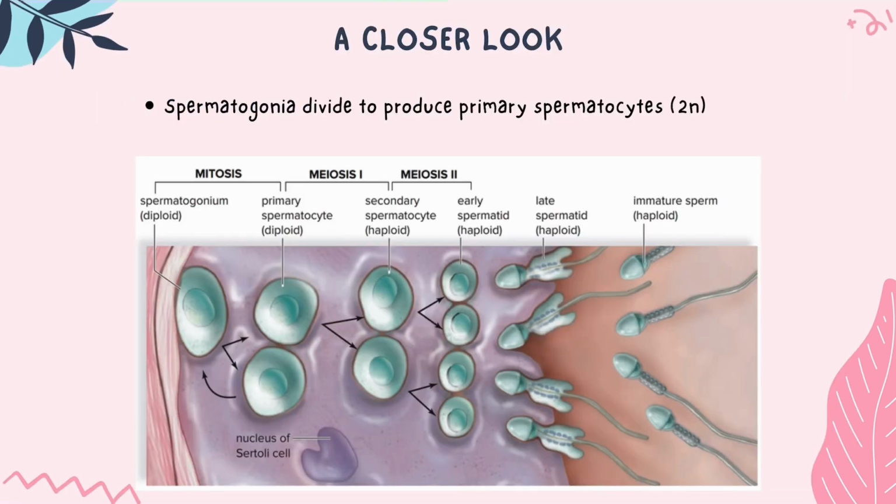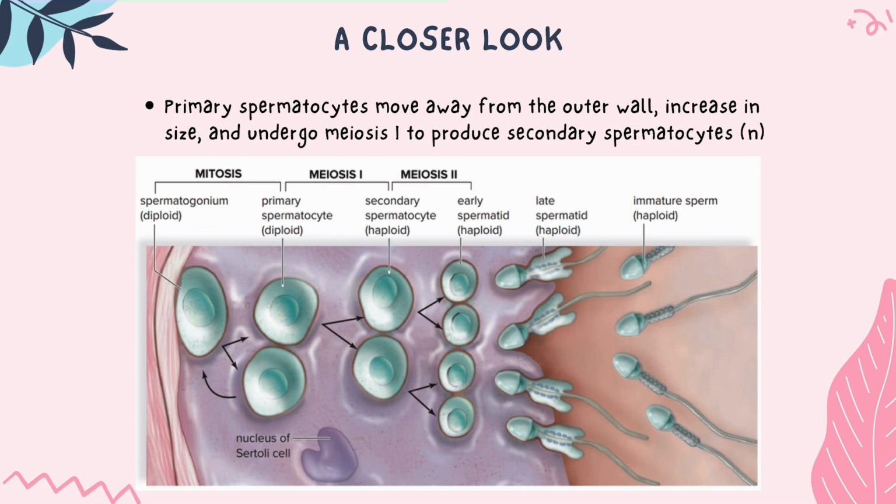Now let us have a closer look. The spermatogonia, which is a diploid cell, will undergo mitosis to produce the primary spermatocyte. This primary spermatocyte will further undergo meiosis 1 to become secondary spermatocytes, which are haploid. The primary spermatocytes will move away from the outer wall. It will undergo meiosis 1 to produce secondary spermatocytes. During meiosis 1, the homologous chromosomes separate, resulting in two haploid secondary spermatocytes, each containing one set of chromosomes.